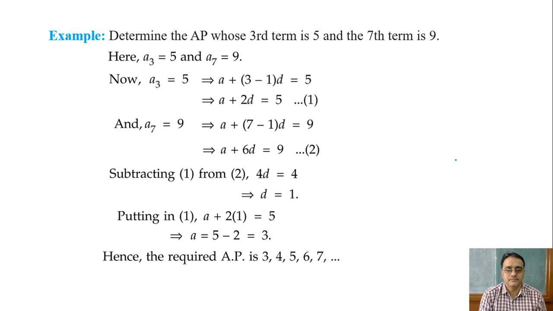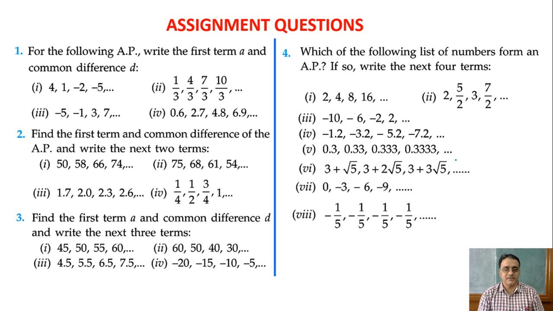No, sir. Right. Now we are moving towards the next section, that is assignment questions. In the first question you have to write the first term and common difference only. All of them are small ones. And in the next question also you have to write the first term and common difference, but you have to write 2 more terms. And the third question also you have to write the first term and common difference, but here you have to write 3 more terms.